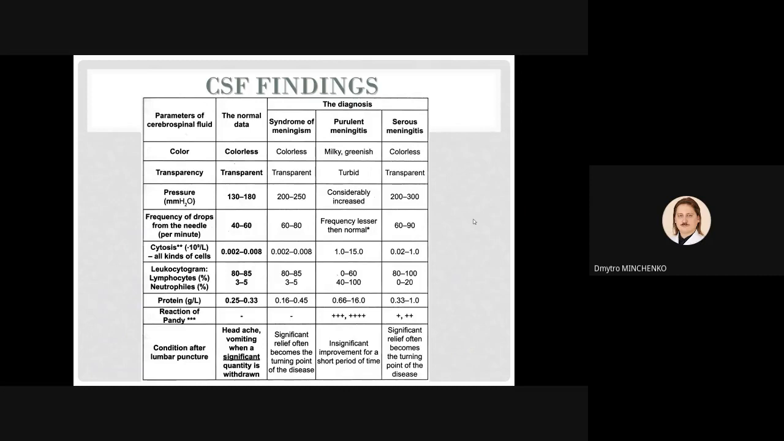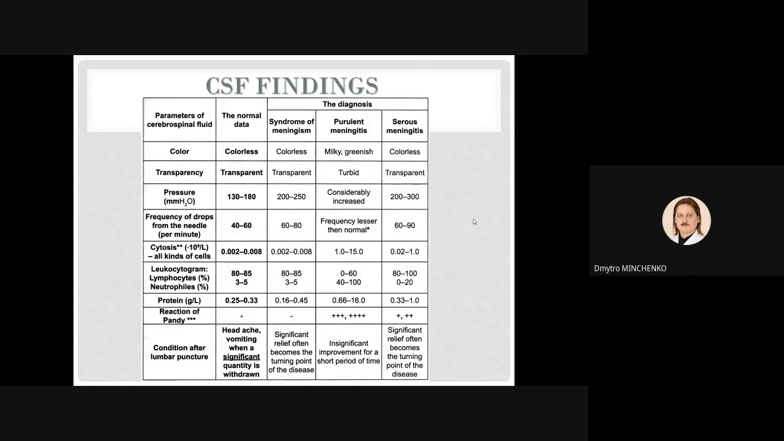So various parameters, including color, transparency, pressure, frequency of drop cytosis, the actual formula for the leukocytes, proteins, Pandy reaction, also not mentioned in this particular slide but shown later, glucose concentrations and the condition after the puncture, where we have the normal data presented here on the slide. The changes that will happen for the syndrome of meningism mostly involve the pressure being higher than normal, and hence a higher frequency of drops, everything else being the same, except the way the person feels after the puncture. He feels better, while in the case of a healthy person, he will feel much worse.